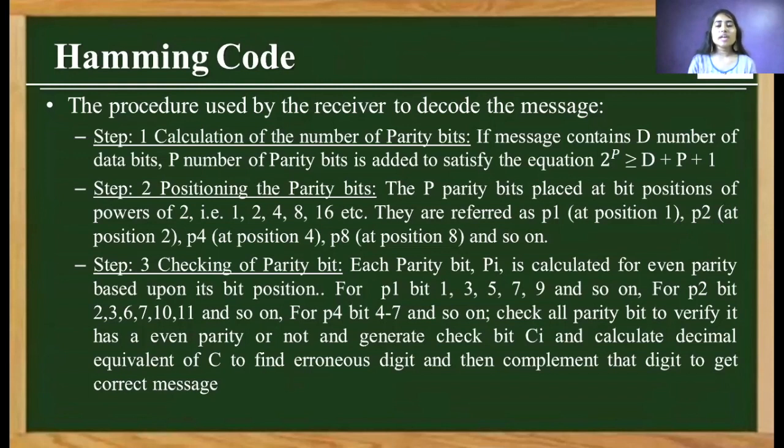Now check all the parity bits to verify whether it has even parity or not, and generate the check bit. Calculate the decimal equivalent of this check bit to find the exact location of the error, and then complement that digit to get the correct message. So let's discuss with an example how the receiver can detect and correct the message.